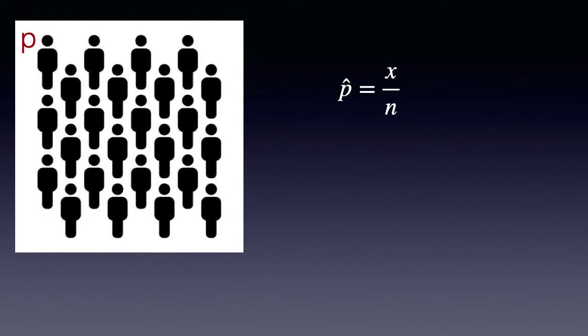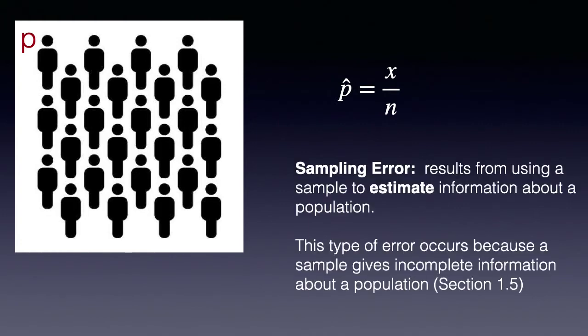All right. So the question that we could ask, and I believe it is a fair question, is: will this p hat be exactly the same as the population proportion if I'm going to use p hat to estimate the population proportion? The answer to that question is probably not. And the reason why it's probably not going to be exactly the same is this idea of sampling error. Sampling error results from using a sample to, notice, estimate information about a population.